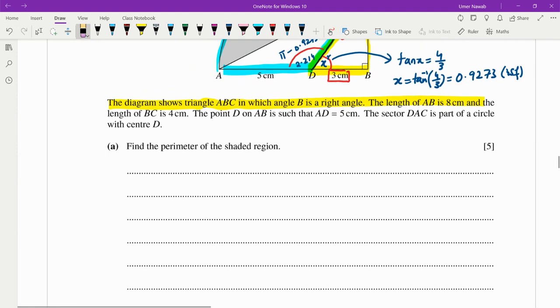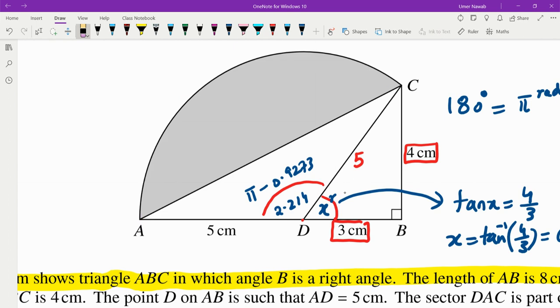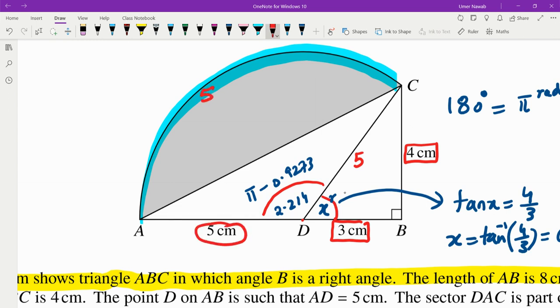So what is the question? We want to find the perimeter of the shaded region. So for the perimeter, I want to find the AC arc. Let me erase everything so that you don't get confused. How can I find the AC arc? Come on, guys. What is the radius given? 5. And what is the theta given? 2.214. This AC chord, how can I find it?